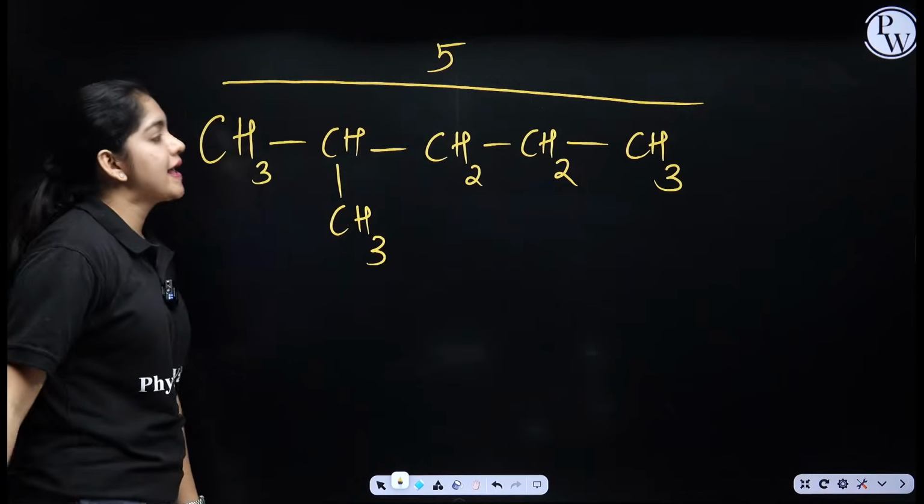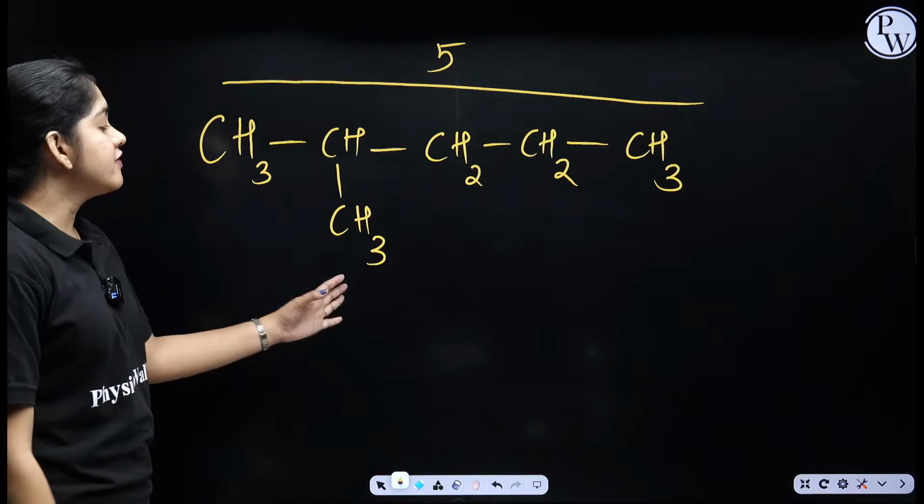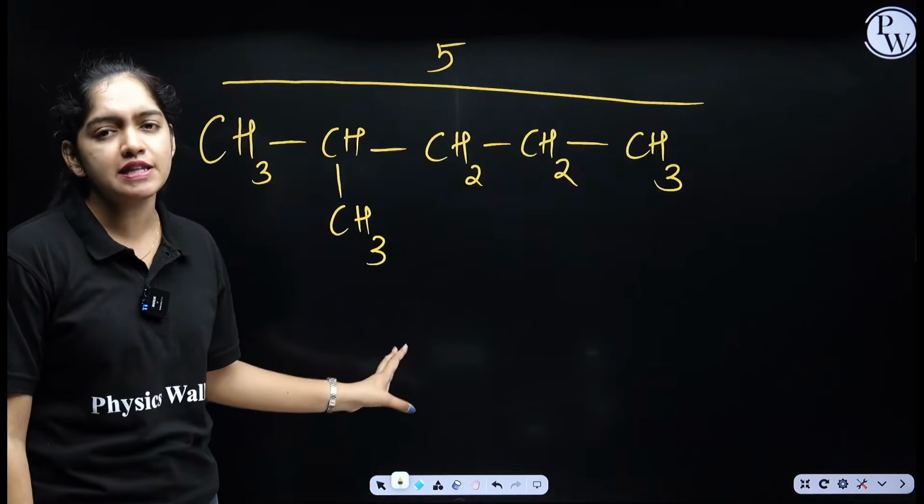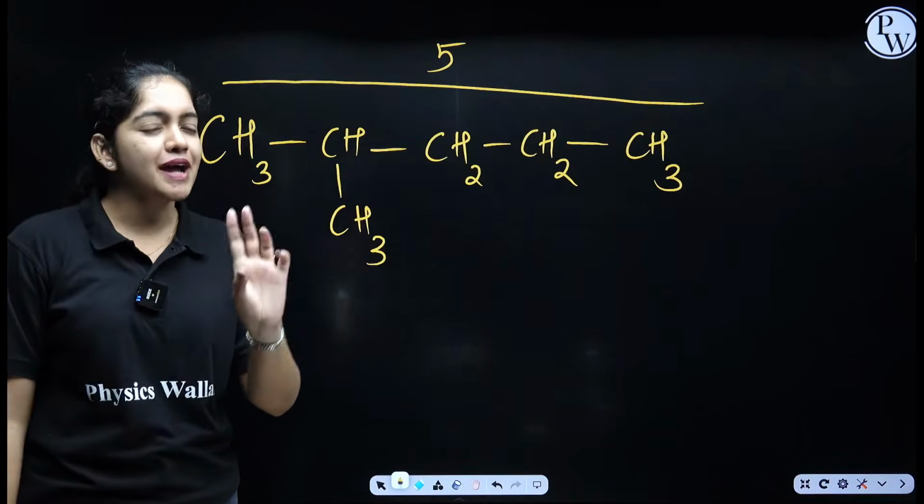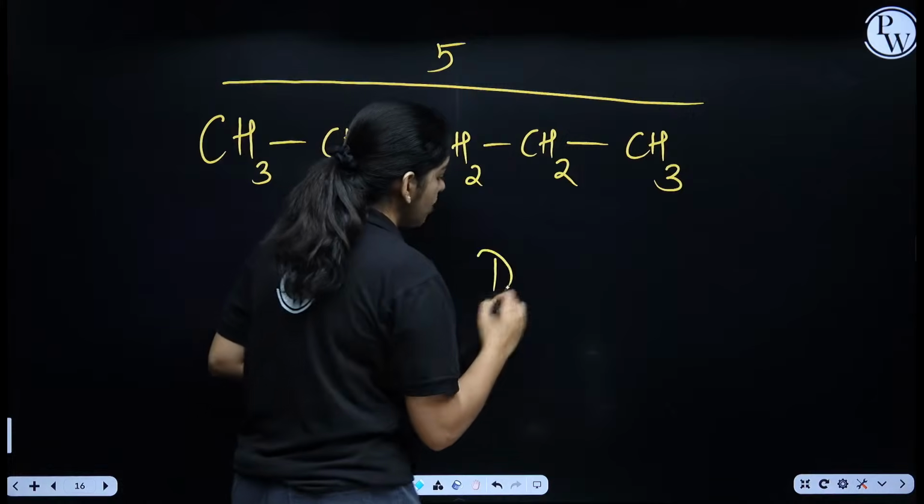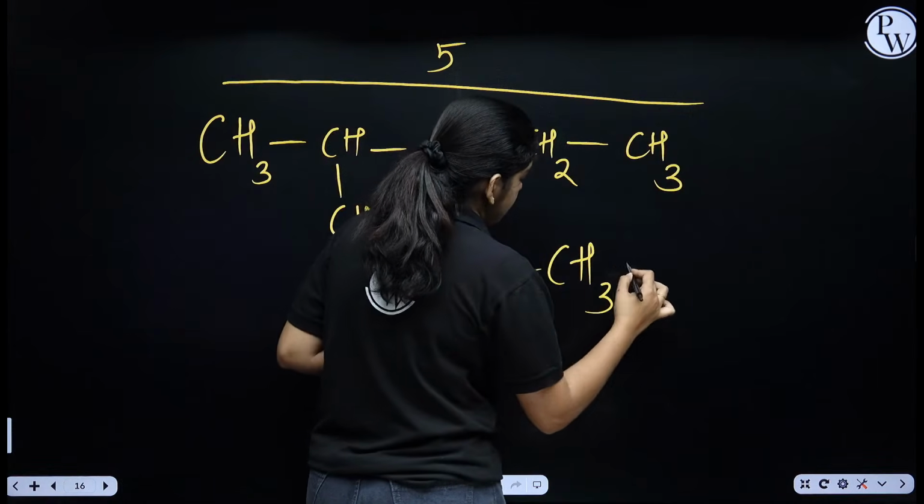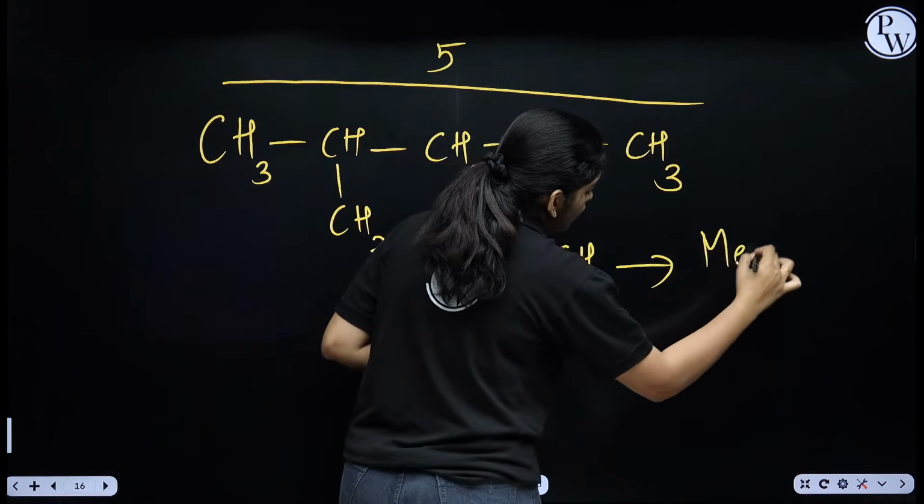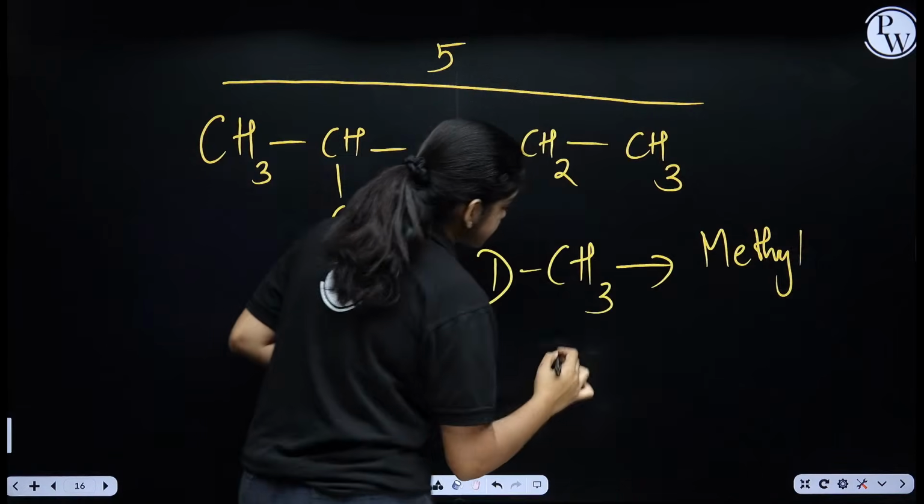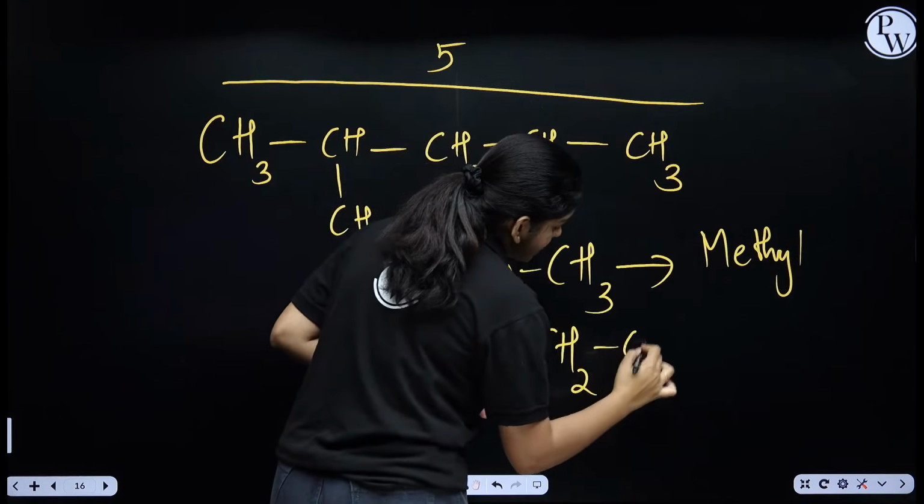So we got our parent chain. Now we identified one branch is present there, CH3. What is the name of that branch? The main branch we should learn is the CH3 group. CH3 branch is known as methyl group. And the other one is CH2, CH3.